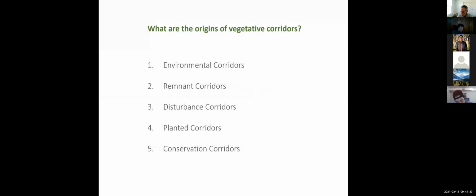So let's look at some of the origins of landscape corridors and where they come from. Vegetative corridors arise in the landscape as a result of one or more of 5 general causes. These include environmental corridors, remnant corridors, disturbance corridors, planted corridors, and conservation corridors. And we're going to take a look at what each of those means.